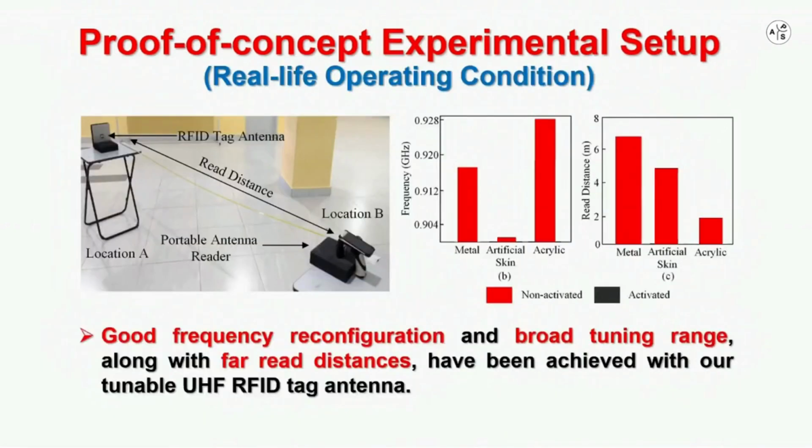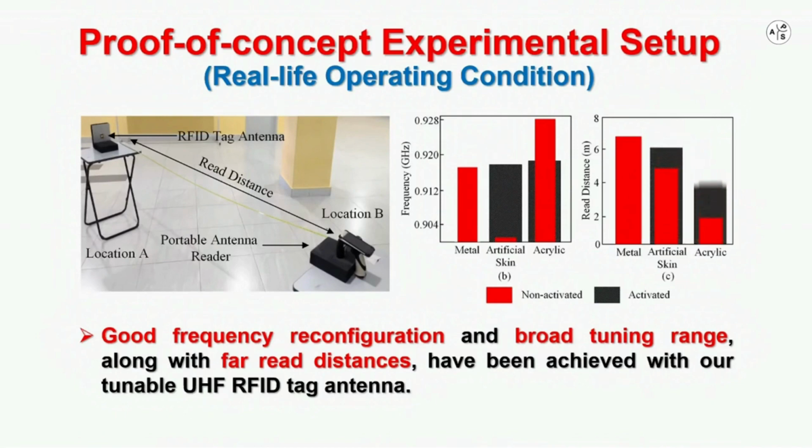The IPMC integrated RFID tag antenna was also tested in an open-air environment to simulate the real-life operating condition with a commercialized RFID reader. The tag antenna is located on 3 different packing objects, which are metal, artificial skin, and alkali plate. For all cases, the detuned resonant frequency of the tag antenna can be tuned back to approximately 0.92 GHz with a significant improvement in the read distance.